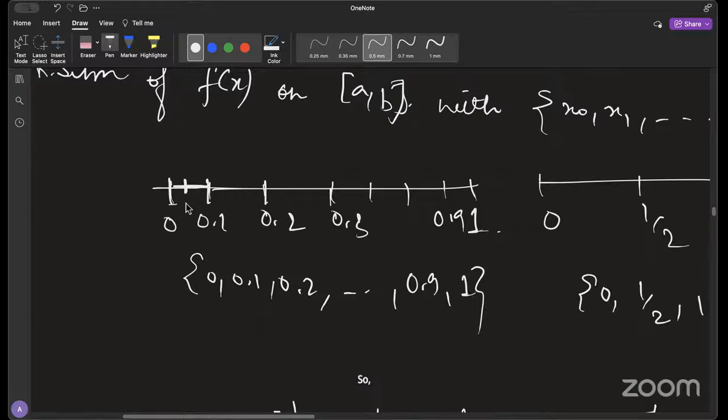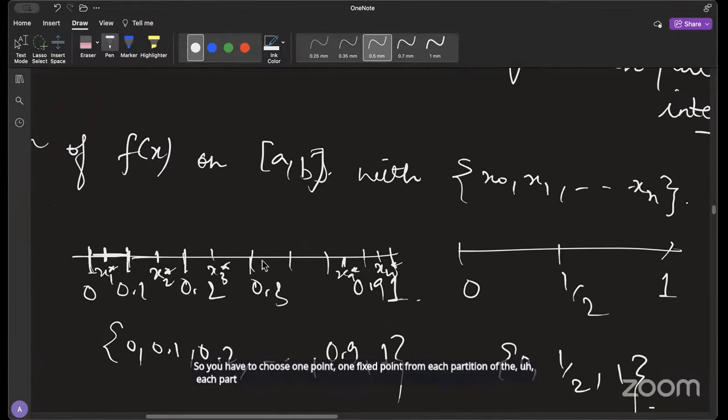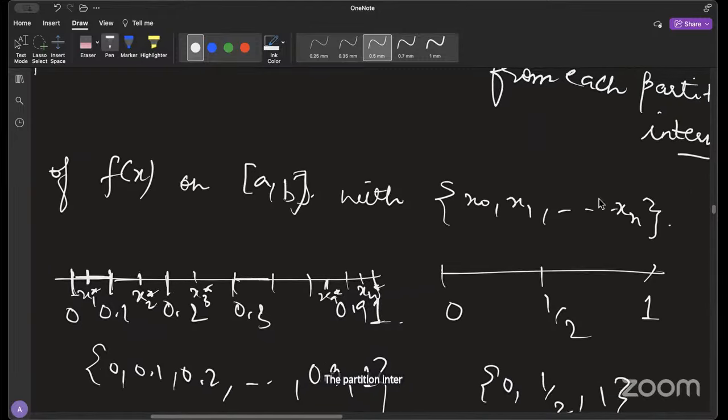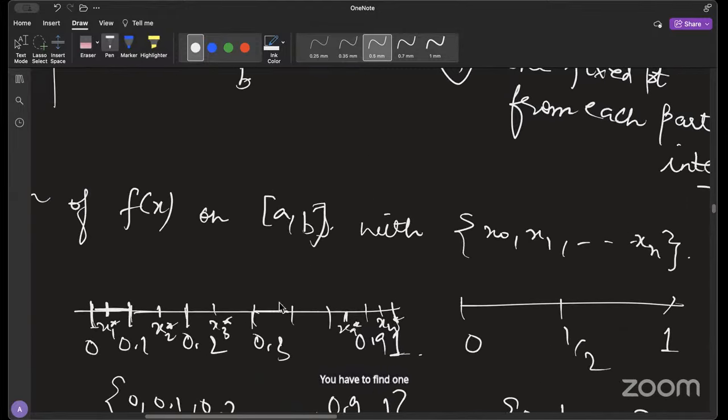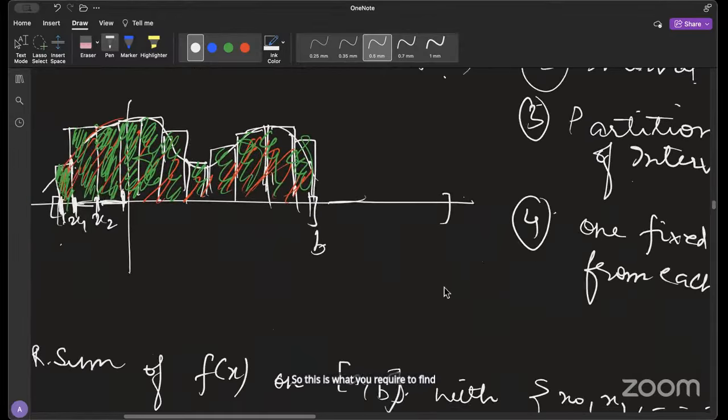So let's call this one x1 star. Let's call this one x2 star. This one x3 star. This will be x9 star, and this will be x10 star. So you have to choose one fixed point from each partitioned interval. The partitioned intervals are these. You don't have to find it. It will be given in the question. So this is what you require to find the Riemann sum.